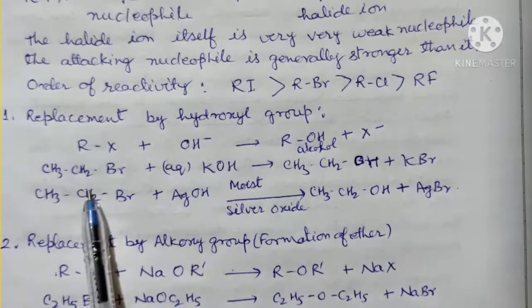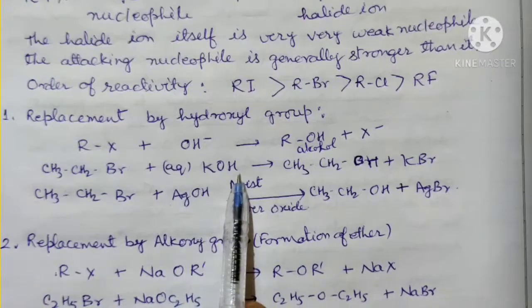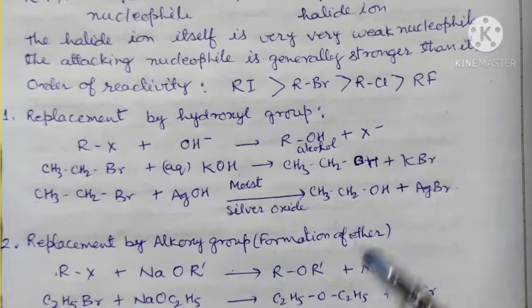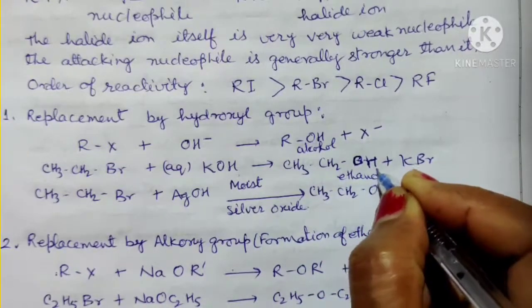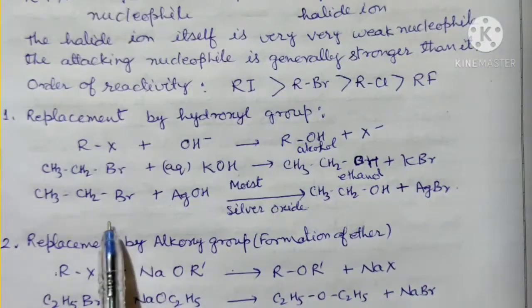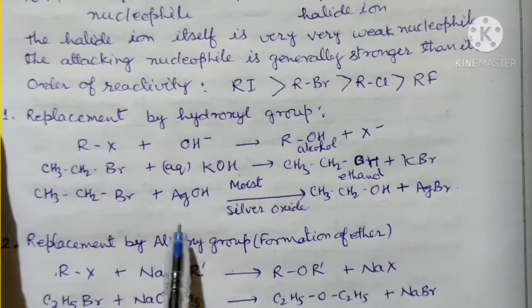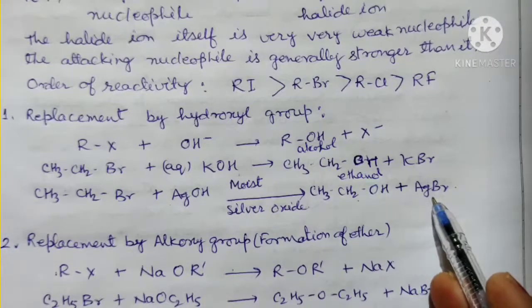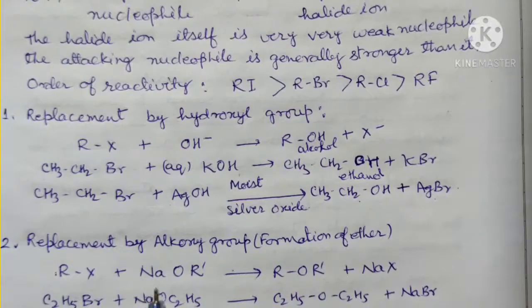This is a reaction where ethyl bromide, or bromoethane, reacts with aqueous KOH, then bromine is substituted by the hydroxy group and the product is ethanol, or ethyl alcohol. Similarly, when we react with moist silver oxide, it is again converted into ethanol and HBr is formed.